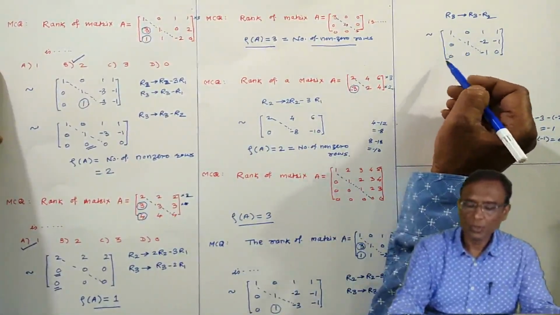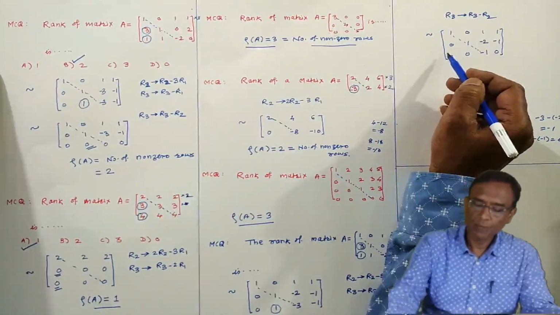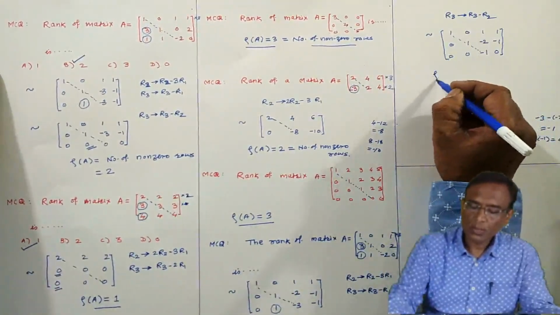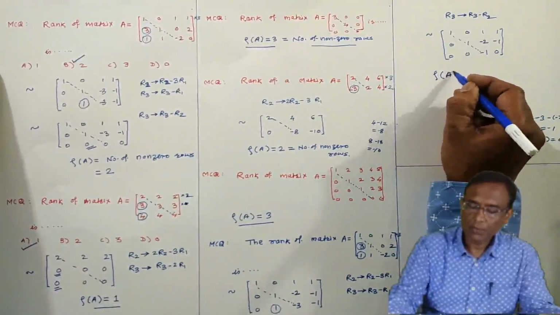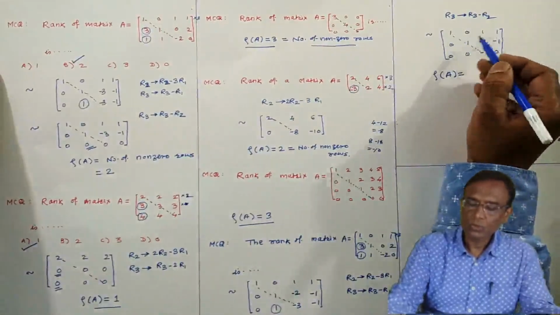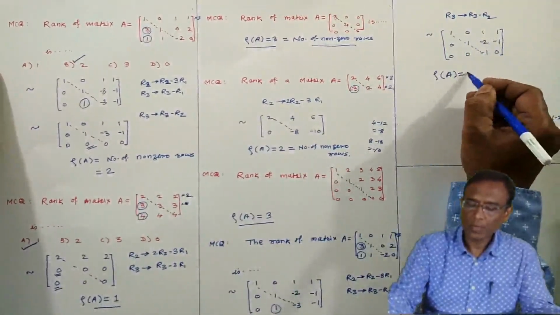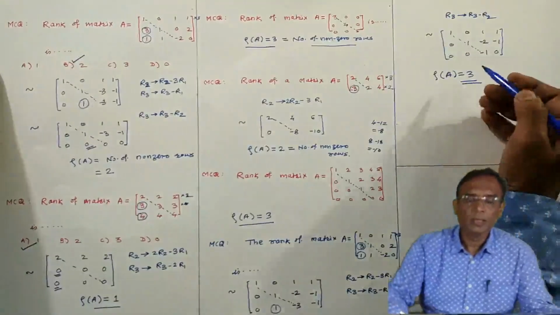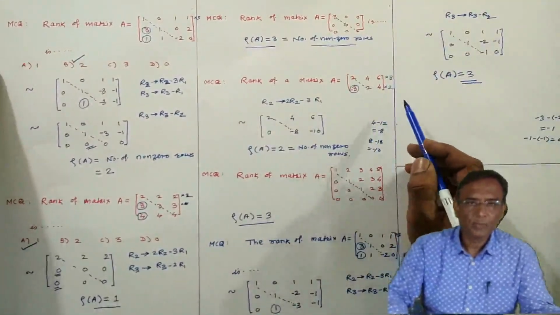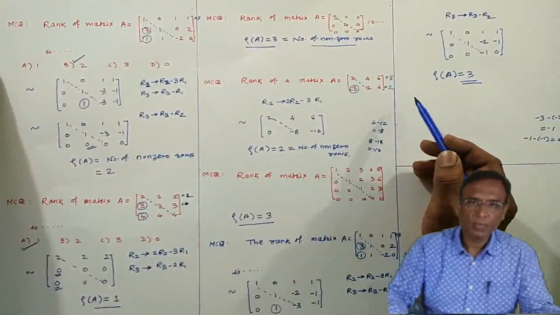We have to stop the transformation process. How many non-zero rows are here? Rank of A is equal to the number of non-zero rows. Rank of A is 3. So in this way, you can find out the rank of the given matrix. We stop here. Thank you very much.